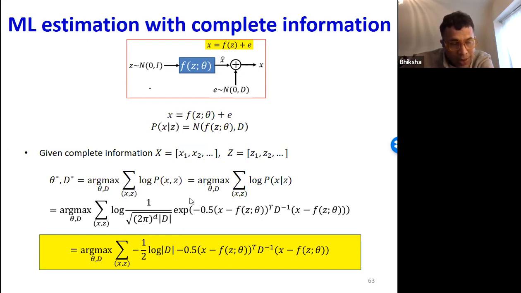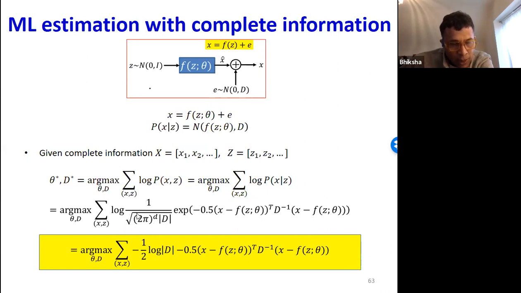Because I also have the z, maximum likelihood estimation simply means that I have to maximize the sum over all of my training instances, where for every training instance I have an x and a z, of the log of the probability of x given z, right? Because p of z itself is Gaussian, there's nothing left to estimate. And so this p of x given z is a Gaussian with a mean at f of z and the variance is D.